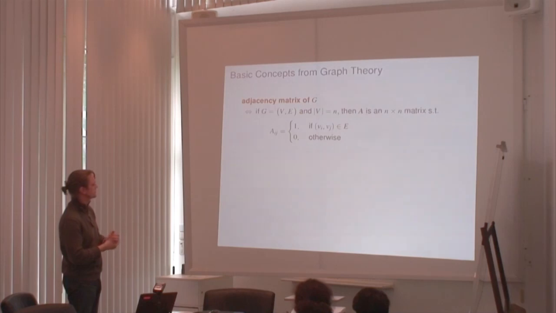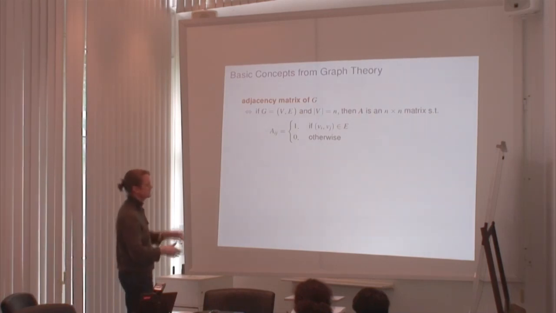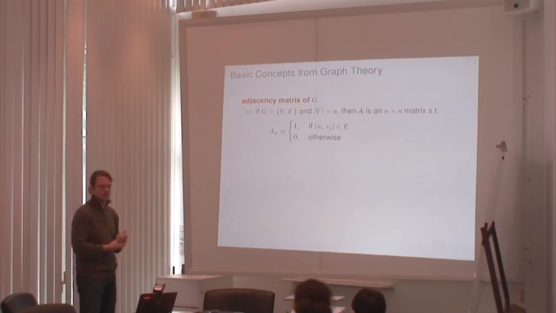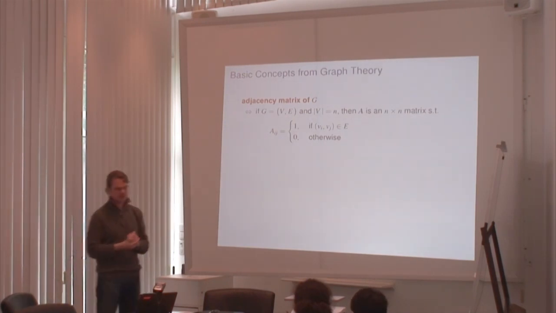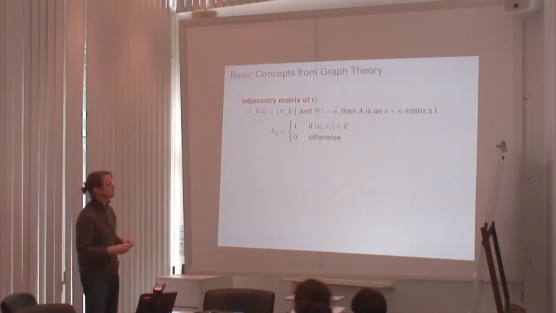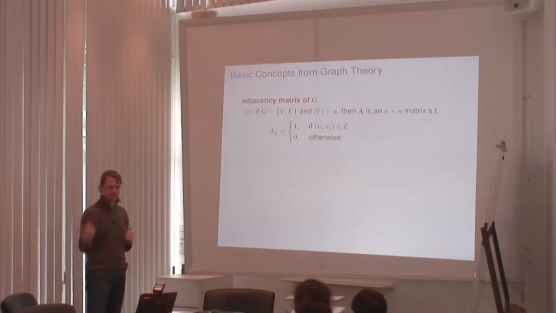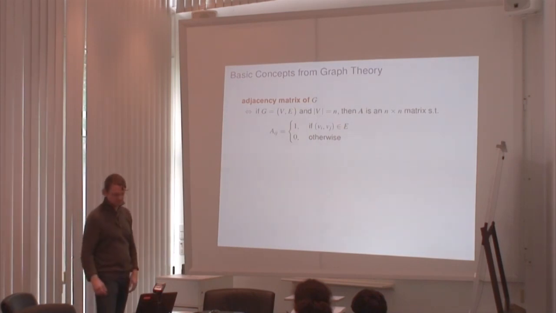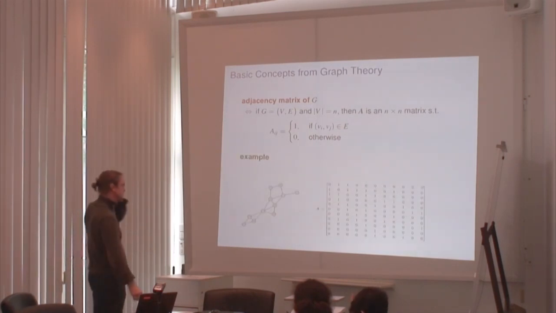If there is a graph consisting of vertices and edges, and we have n vertices, so the size of the set V, the number of elements in V, is n, then the adjacency matrix is an n times n matrix, such that an entry a_ij is equal to 1 if there is an edge between vertex i and vertex j. If that is not the case, this entry would be 0.